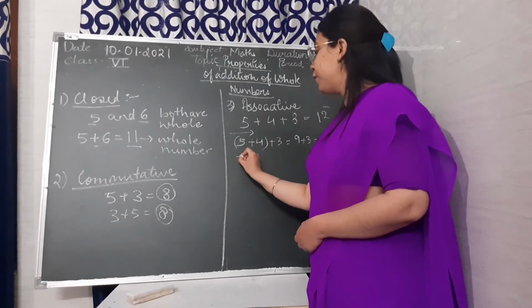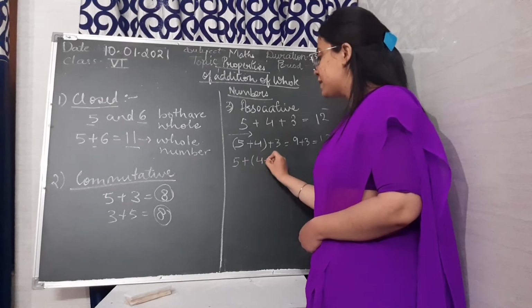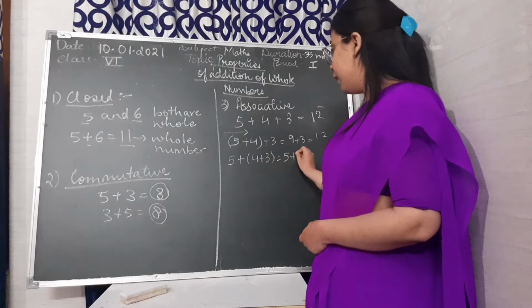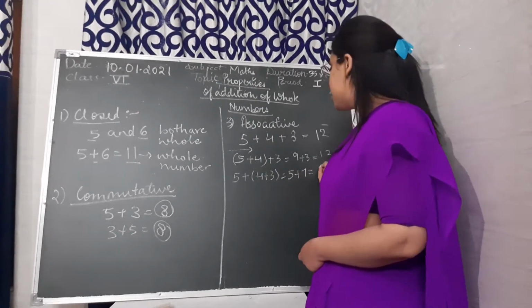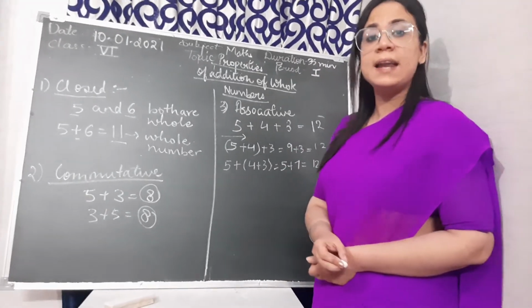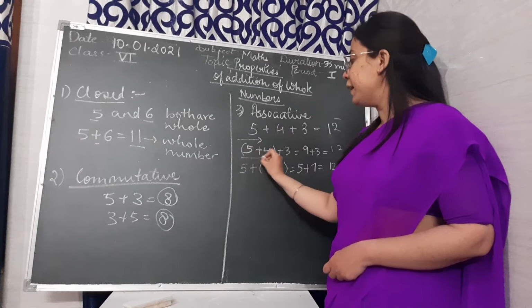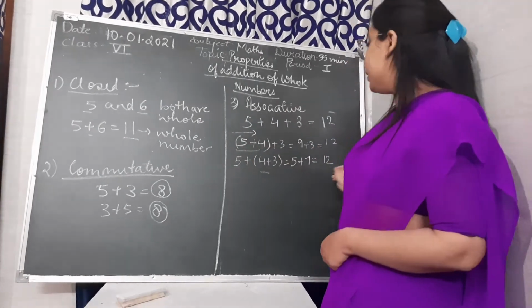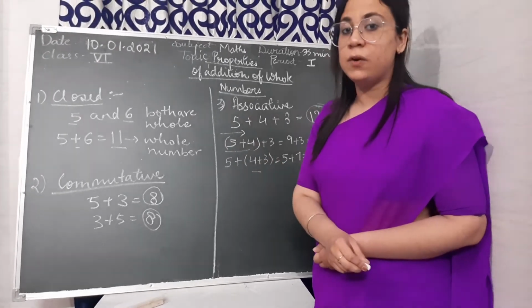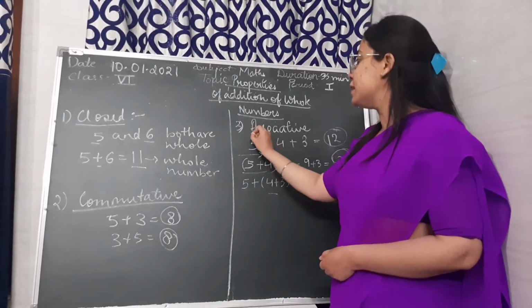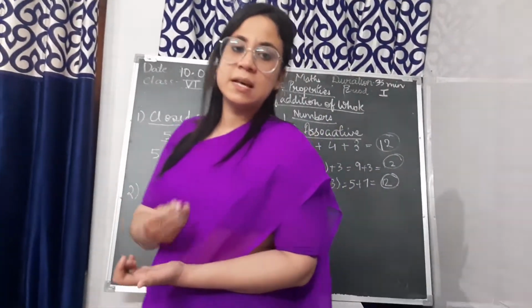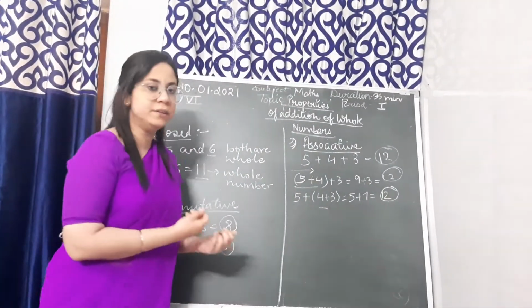The other way around, if I keep 5 outside and add 4 plus 3 first, 4 plus 3 is 7 and 5 plus 7 is again 12. So you see, in associative property, we group and add. When we are grouping the numbers and then adding them and we get the same answer each time, then that property of addition is known as associative property. I hope all the three properties, closure, commutative and associative, are clear to you.